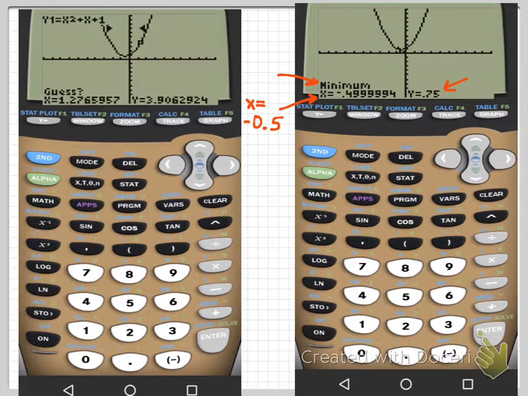So it's saying the minimum is at x equals negative 0.5. The y value there is 0.75. That's not really that close to 1, so please do not round that to 1, or do not even round that to 0.8. You only round it if you're really, really close, like 0.499999994, like our x value here.